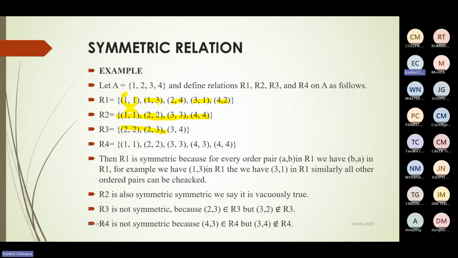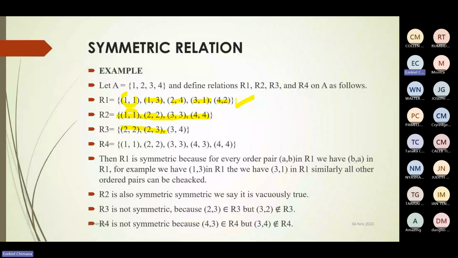We've got (1,1), (1,3), and (3,1). We must have a (1,1). Yes, we've got a (2,4). Whenever we have (1,3) and we are having (3,1), we must also have (1,1). So R1 is a transitive relation there.